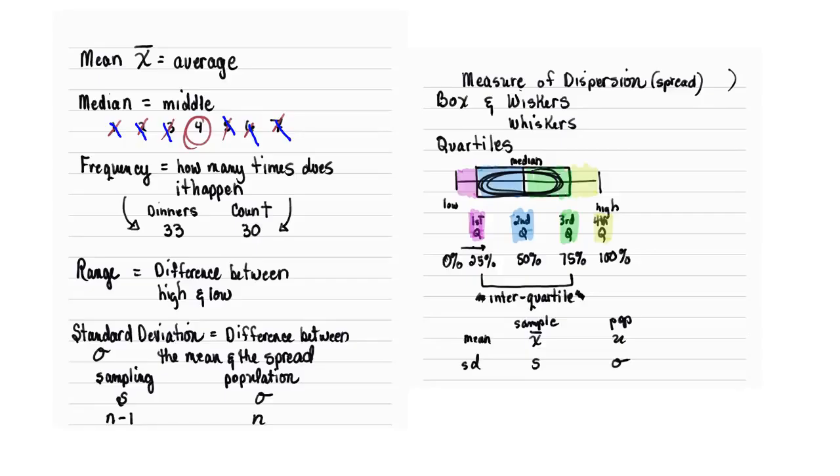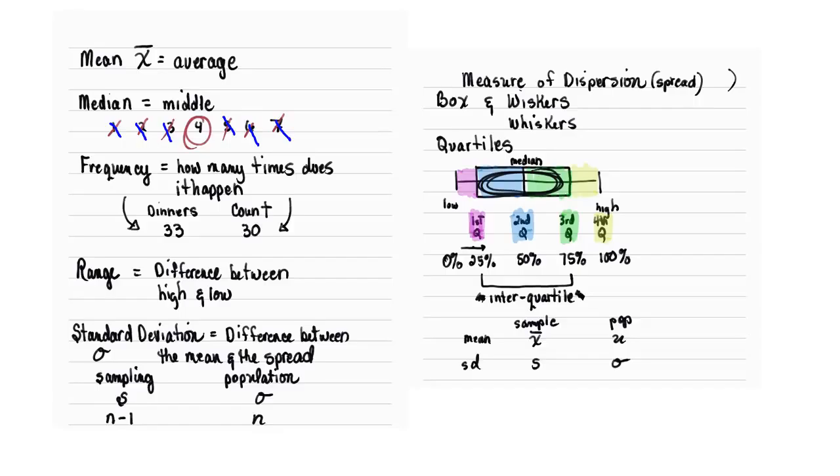Standard deviation, the difference between the mean and the spread. It has that kind of funny looking sigma. Now there are two types of standard deviation. There's a sampling deviation, which is called an S, where whatever you get from your calculator for standard deviation, you need to subtract 1 from it. And then there's a population deviation, which is exactly what your calculator does for you. You can read in the book there about how those two different numbers come up.